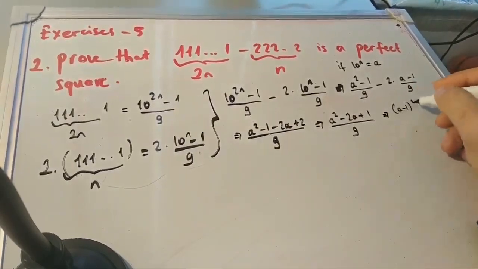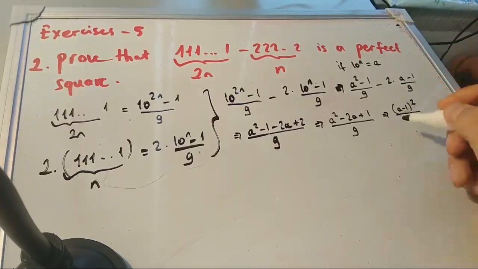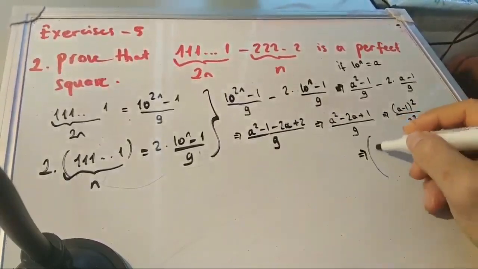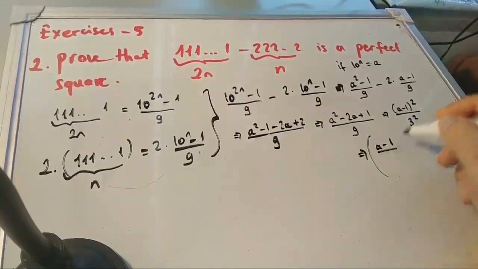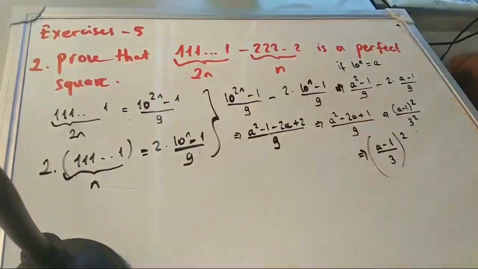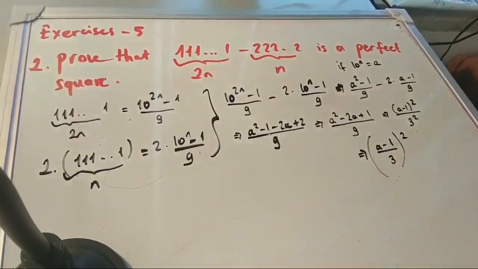a squared minus 2a plus 1 is (a minus 1) squared, and 9 is 3 squared. So instead of that, we can write with the common power, ((a minus 1) over 3) to the power of 2. As you see here, the difference between these two numbers is a perfect square. Actually, it is ((10^n minus 1) over 3) squared.